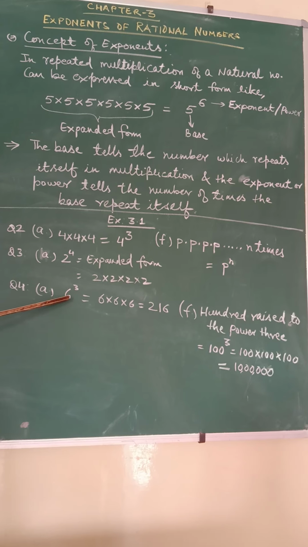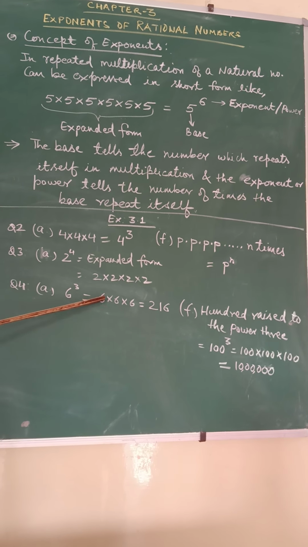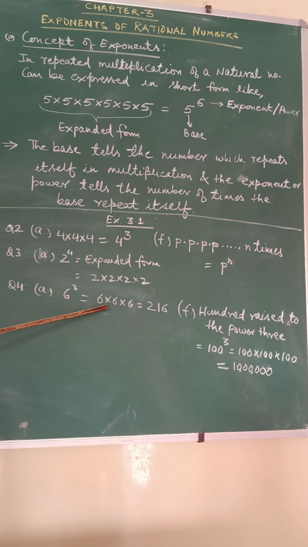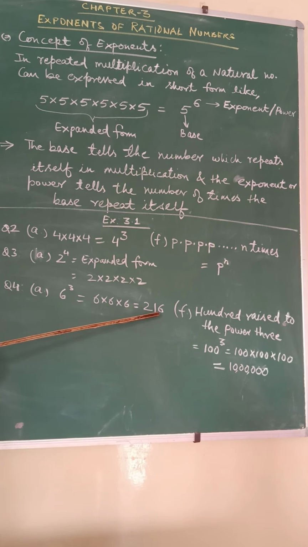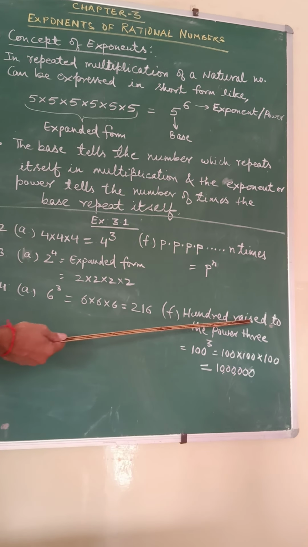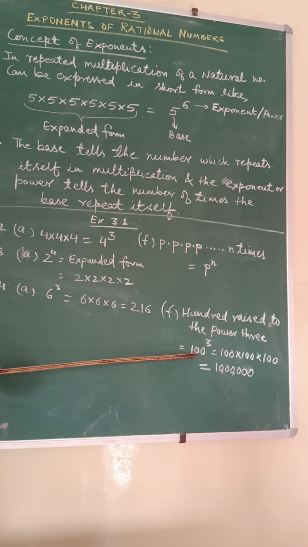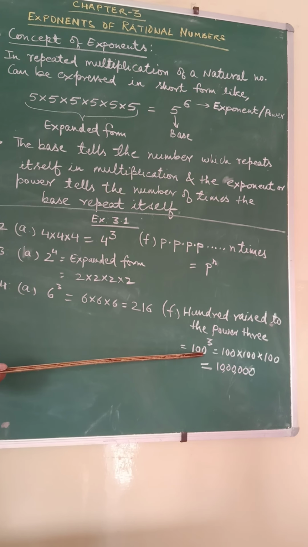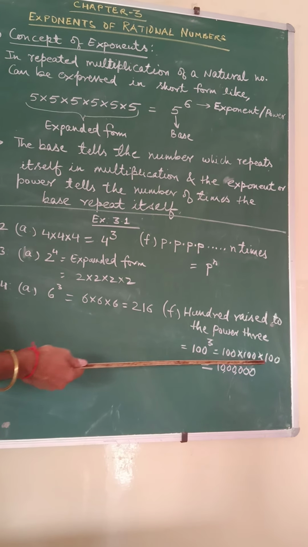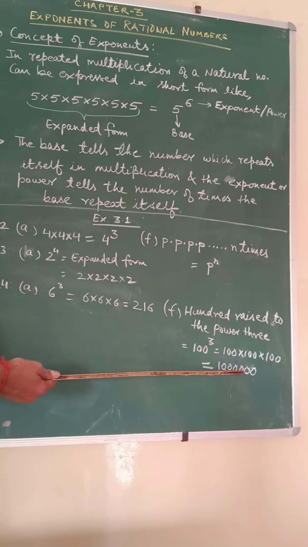The number given is 6 raised to power 3. When you compute 6 into 6 into 6, you have to multiply 6 how many times? 3 times. So when you multiply 6 three times, you will get answer 216. Same in question part F, 100 raised to the power 3 is given to you. It means you have to multiply 100 three times, 100 into 100 into 100, and when you solve this you will get 1 with 6 zeros, that is 10 lakh.